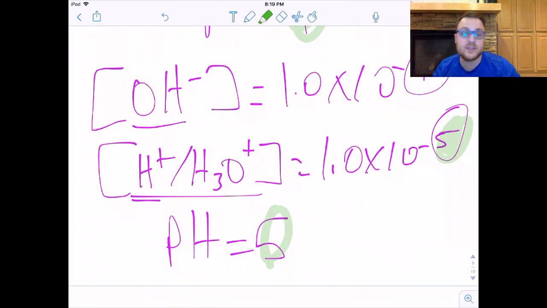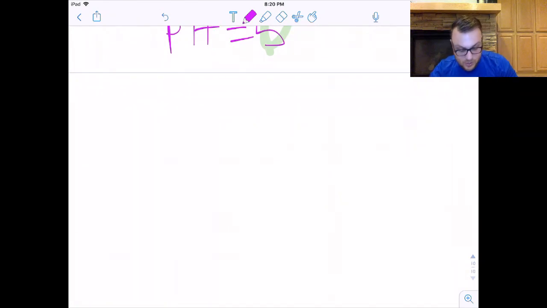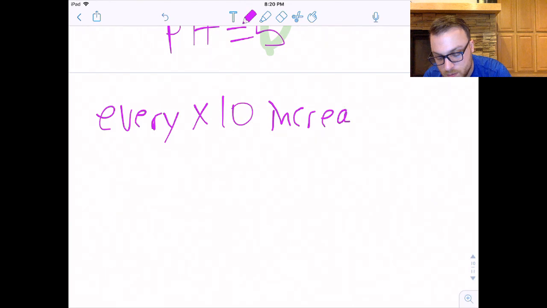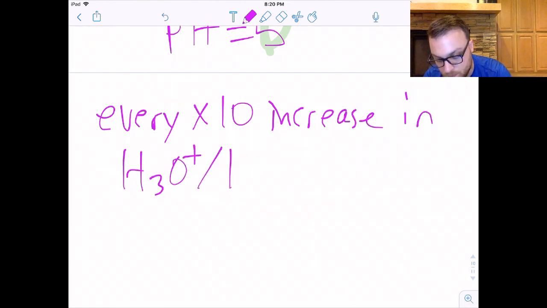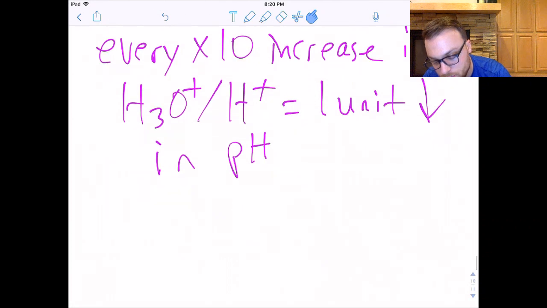One of the biggest missed questions on the Regents: for every times 10 increase in H3O plus, that is a 1 unit decrease in pH. So, let's say the pH was 2.5.